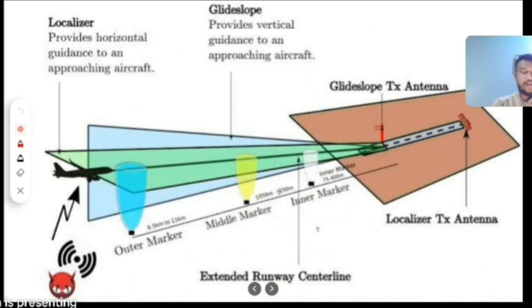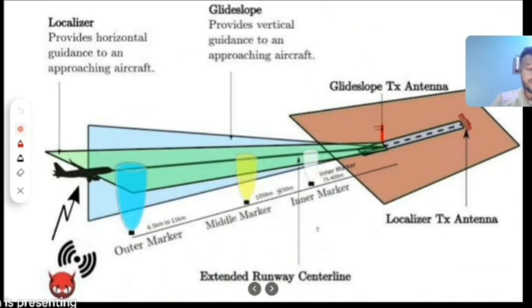The moment you fly above the outer marker, you will get a long dash sound, and there will be OM written on the PFD. That's it. The moment you cross the outer marker, you will not get anything. No voice, no indication. The moment you reach above the middle marker, you will get alternate dash and dot, dash dot, dash dot sound in the cockpit, and it will be written on the PFD.